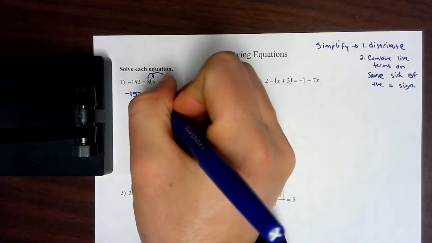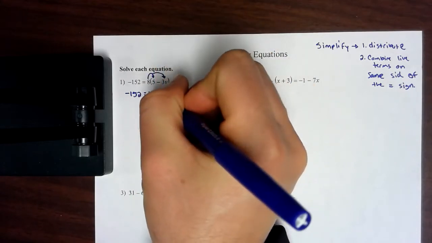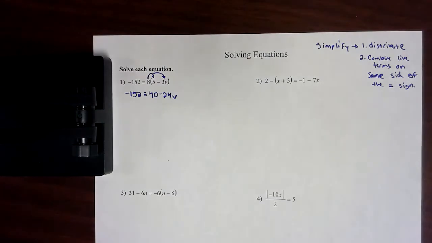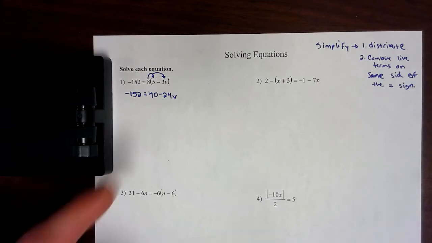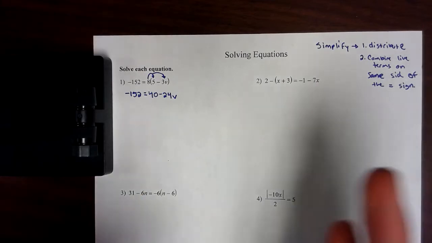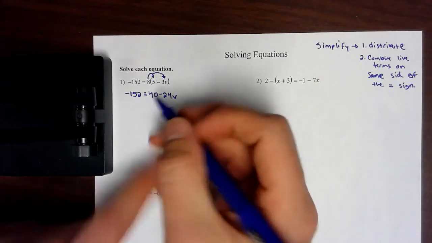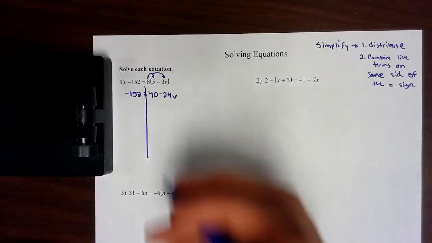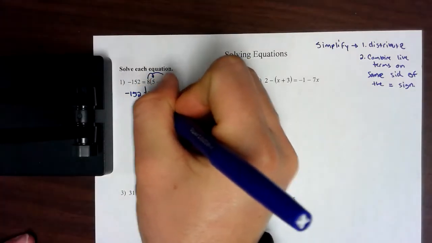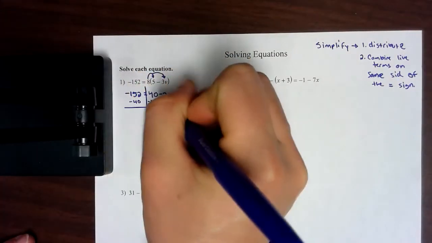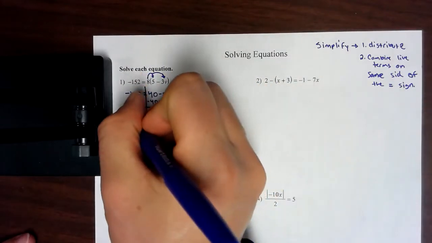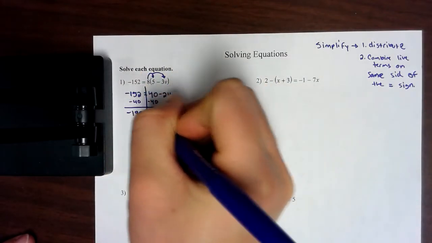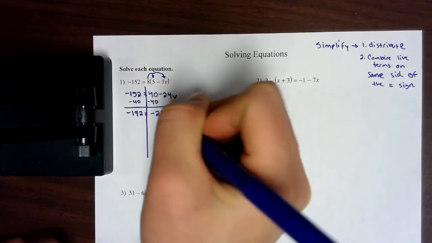8 times 5 is 40. 8 times -3v is -24v. So now we only have one term that has a variable. That's the v. Since we only have one term with a variable, we're going to leave that v on the right side, and we're going to work to get the numbers on the other side. So if I see a +40, I have to undo it if I'm moving it across an equal sign. So I'm going to subtract 40 from both sides. -152 minus 40 is -192, and that equals -24v.